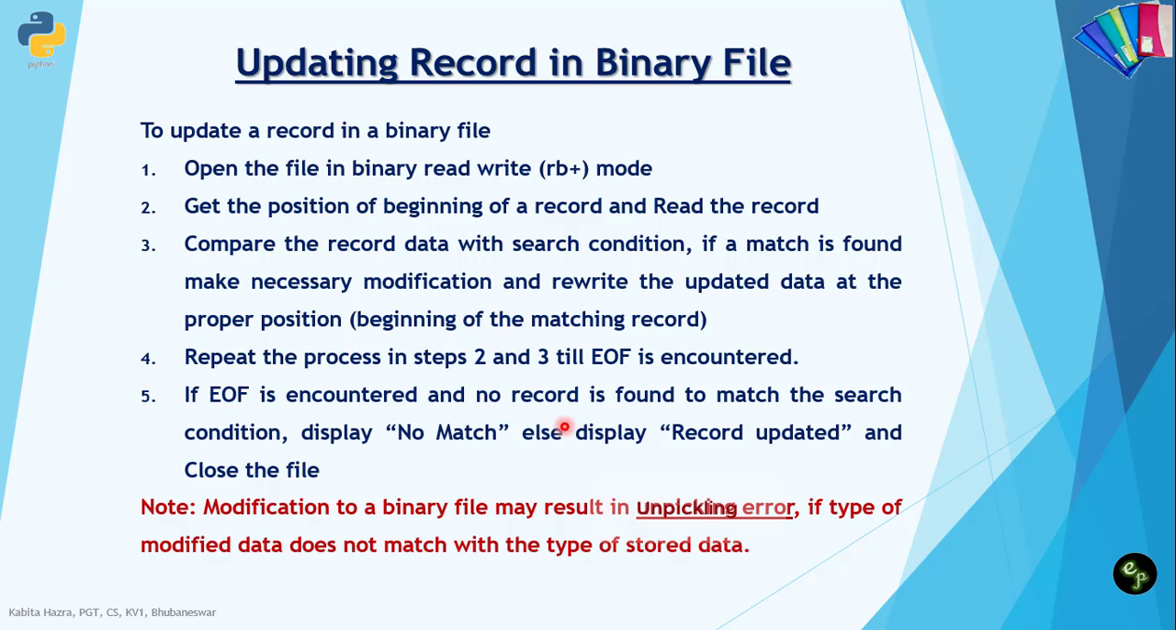When end of file is encountered and no record is found to match with the search condition, we will display no match. Otherwise, if there is a matching record and modification is done, we will display record updated. While working with binary files and modifying data, we should be aware that it may result in an unpickling error if the type of data modified does not match with the type of stored data. That means if we have stored some type of data, string, and we are trying to update with a float value, then it will result in an unpickling error.